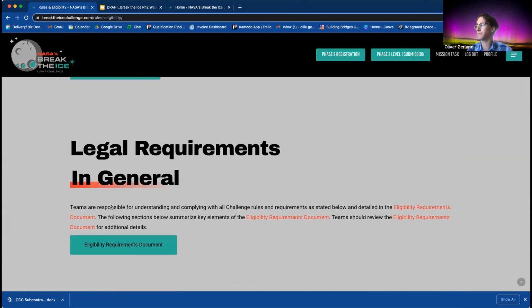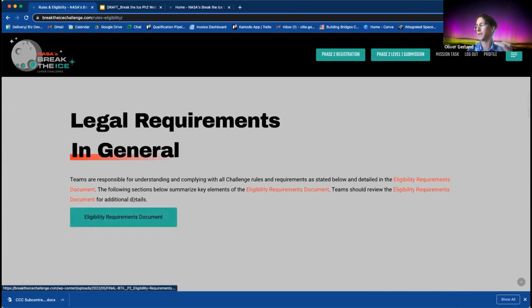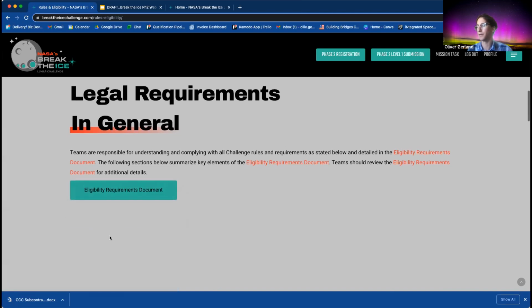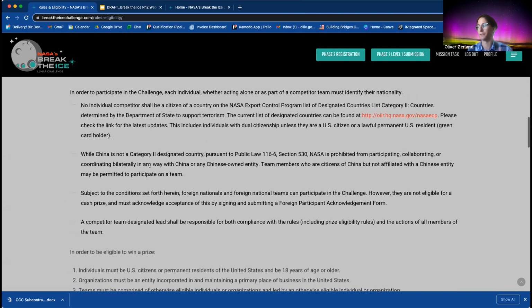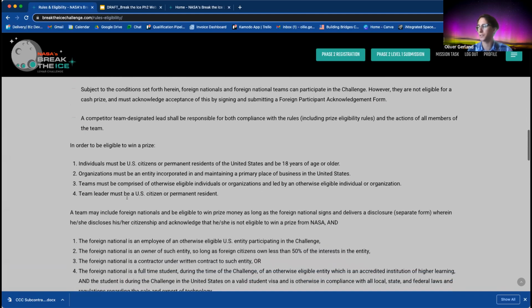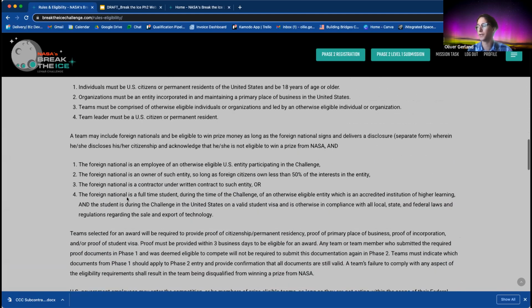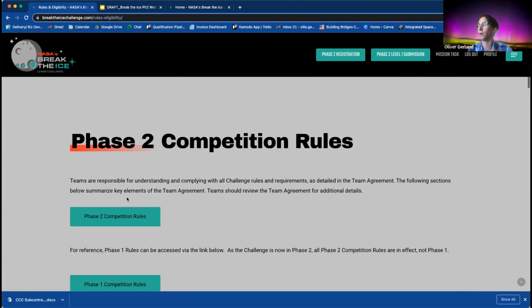And then some of the key documents that are required when you first register is the eligibility requirements document. This is a document that you'll need to submit when you officially register. Then we go over some of the eligibility, as Chris was doing at the beginning of the webinar. So I encourage you to take a look through all of these documents.